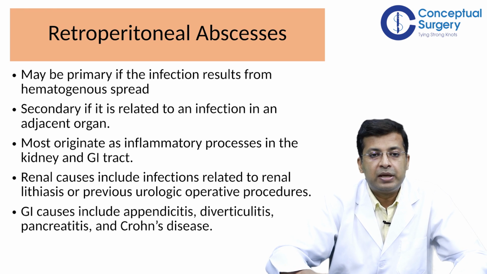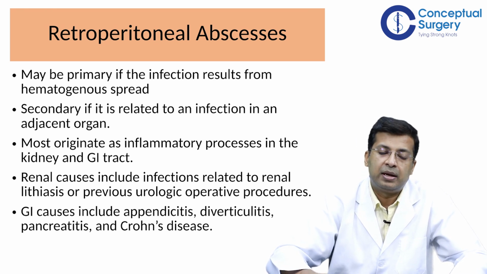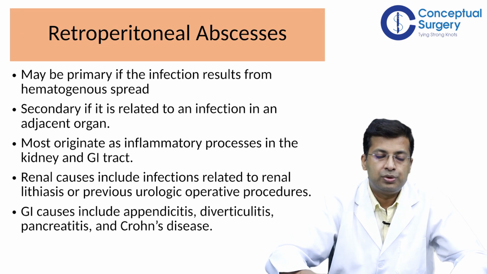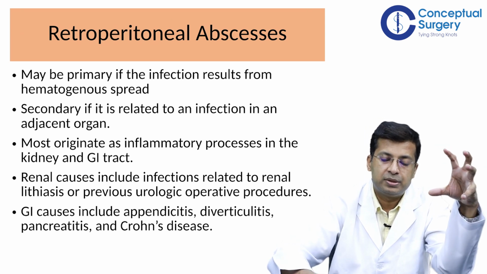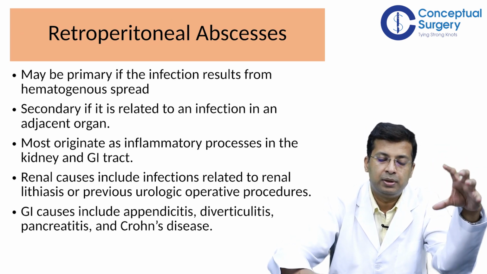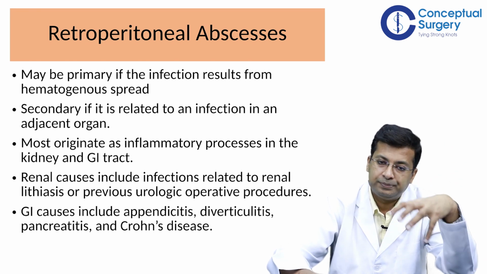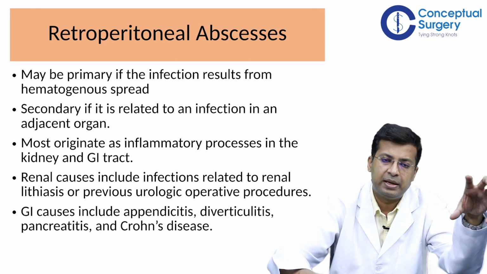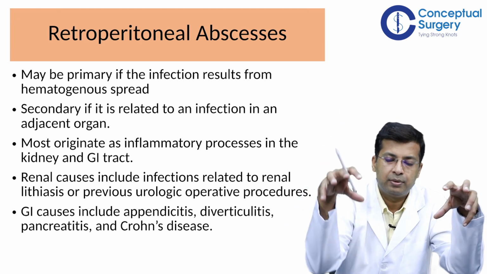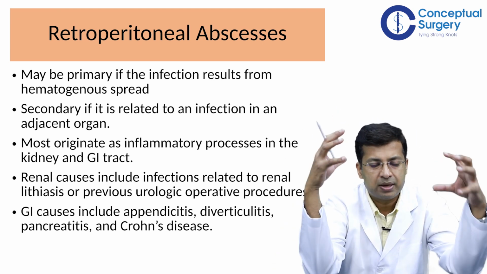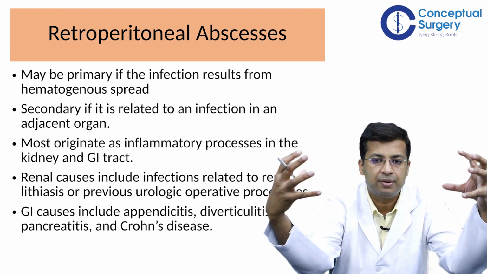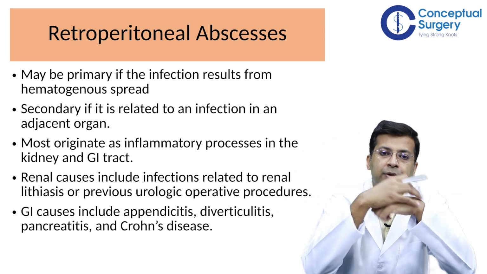Most of these secondary infections arise as an inflammatory process in either the kidney or the GI tract. So you know that many of the components of the GI tract are retroperitoneal, like the duodenum, then the cecum, the ascending colon, and the descending colon. So any infection arising from these components of the GI tract can present as a retroperitoneal abscess.